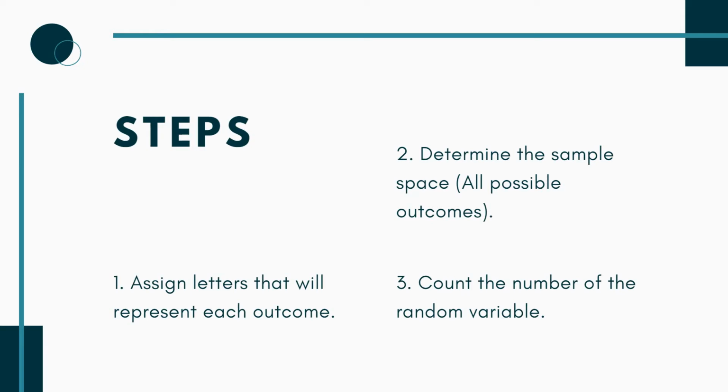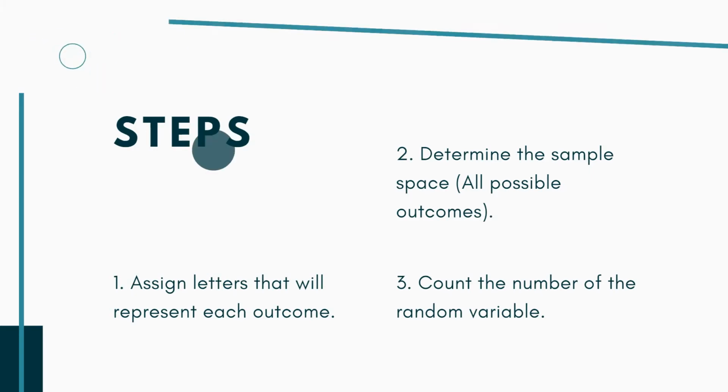Here are the steps on how to find the value of the random variable on any events or experiments. First, assign letters that will represent each outcome. Second, determine the sample space, all possible outcomes. Number 3, count the number of the random variable.